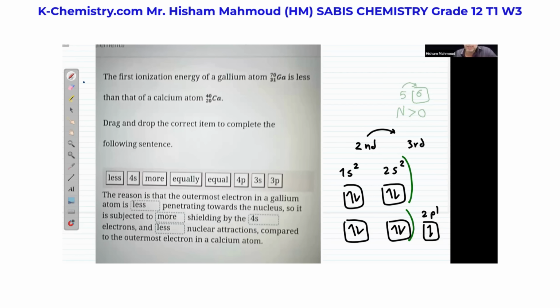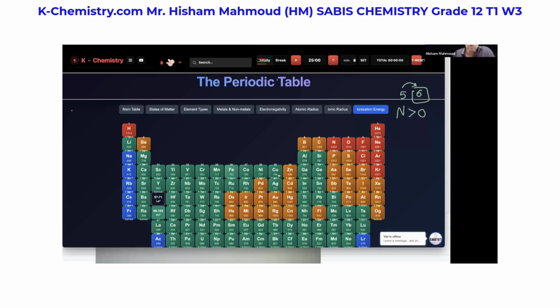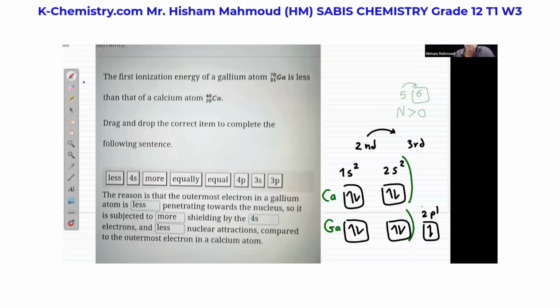So the outermost electron in the gallium, which is here, this is gallium and this is calcium. The outermost electron, but in this case, it will not be 2, it will be 4. So 4p1, and this will be 4, and this will be 3, and this is 3. So this outermost electron is less penetrating, it's sitting outside towards the nucleus, while these are more penetrating. Less penetrating means away from the nucleus.